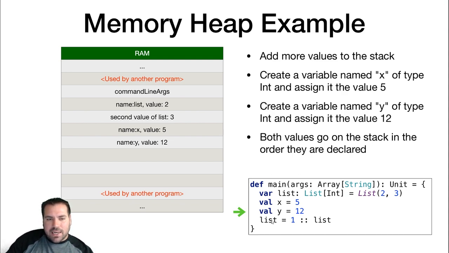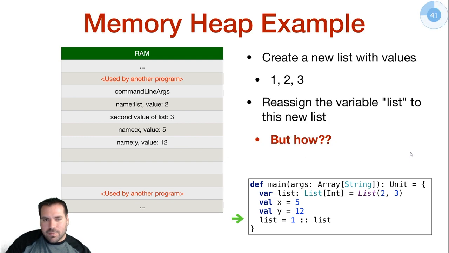And then we get to the next 2 values. We're going to put those on the stack, x with 5, y of 12. Throw those on the stack in the next available slot. And then we get to an issue right here. We have to update the list. We're going to create a new list with 1 prepended to 2 and 3 and reassign it to this variable list. But how do we do that? How do we do that with the stack?